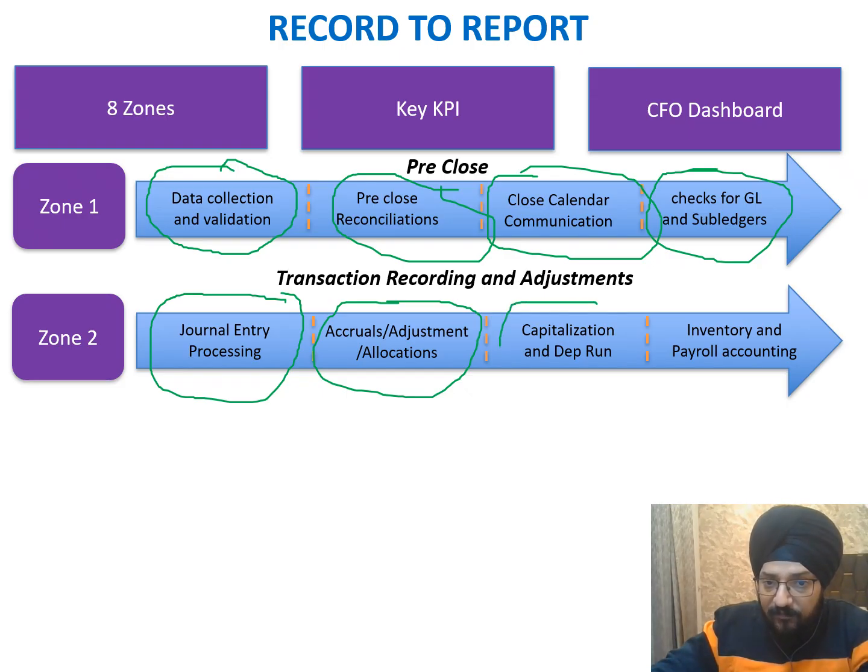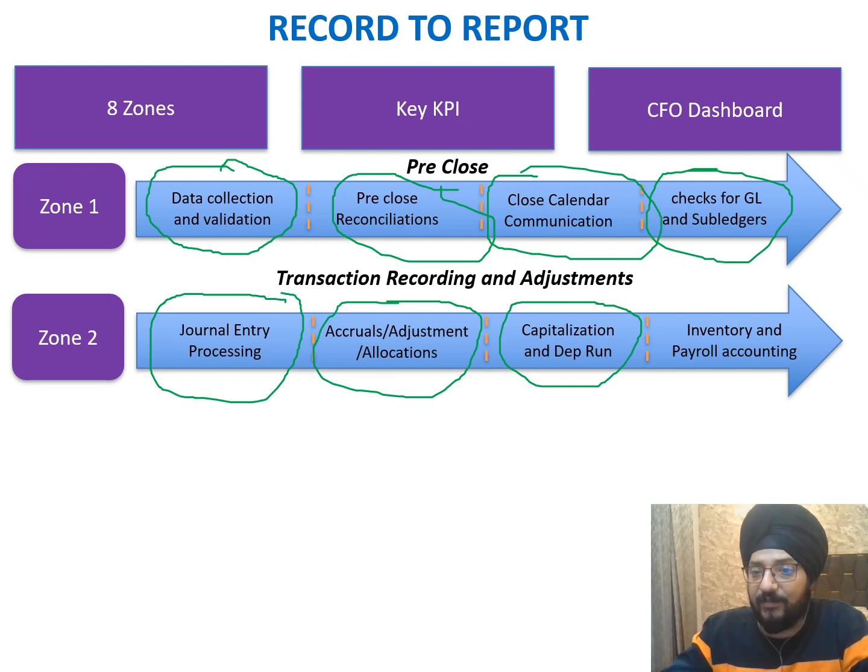Capitalization and depreciation. So in the fixed assets, typically what entities normally do is they have to run a depreciation at the end of the month. They also do the capitalization at the end of the month. So these are two activities. And apart from that, if they have done some retirement of the assets, if they have disposed of some asset, they have to update the fixed asset register. So all that information needs to be done in transaction recording and adjustments.